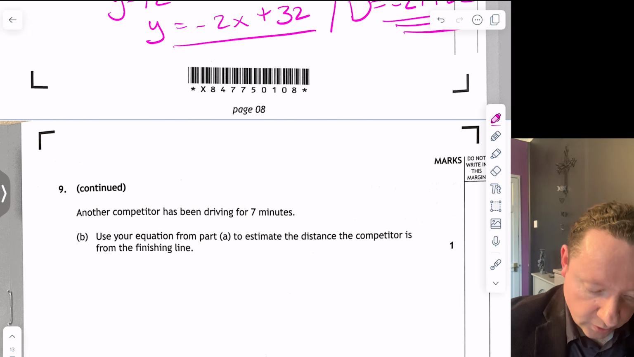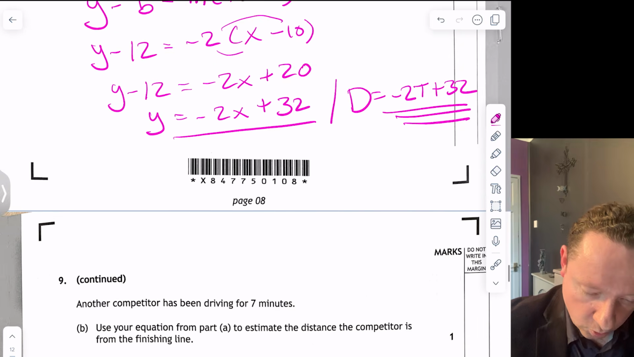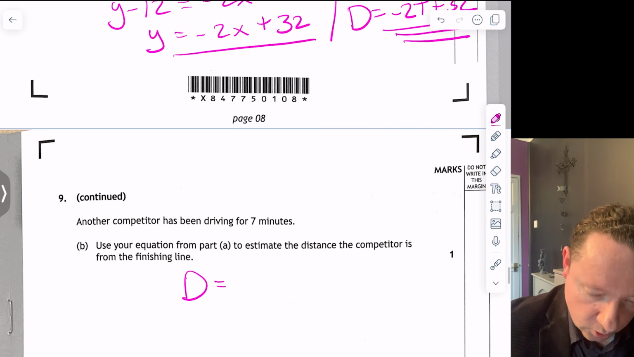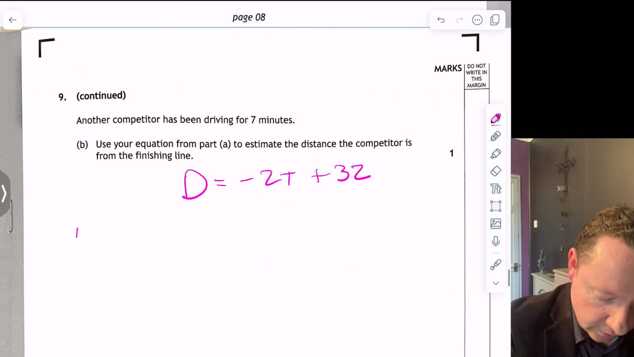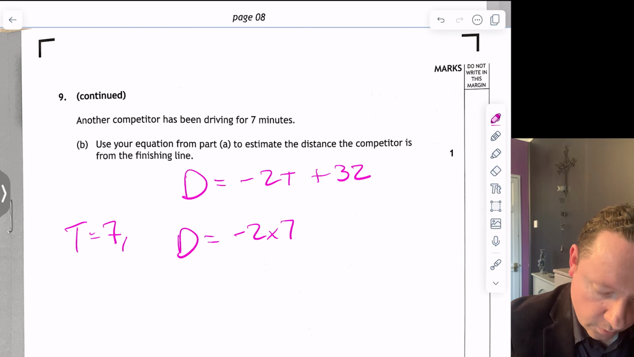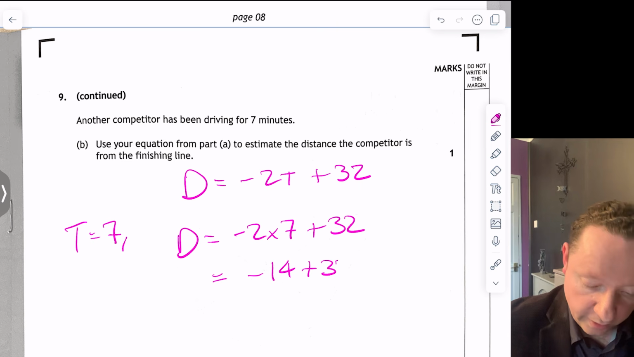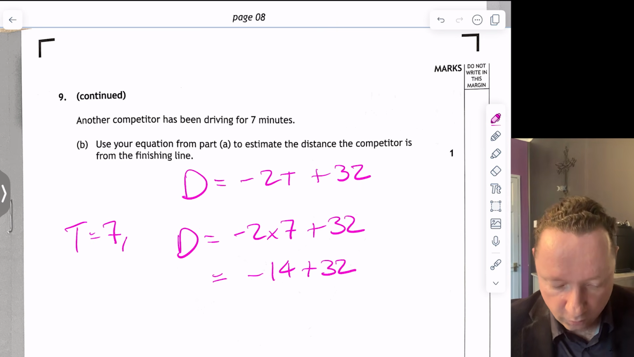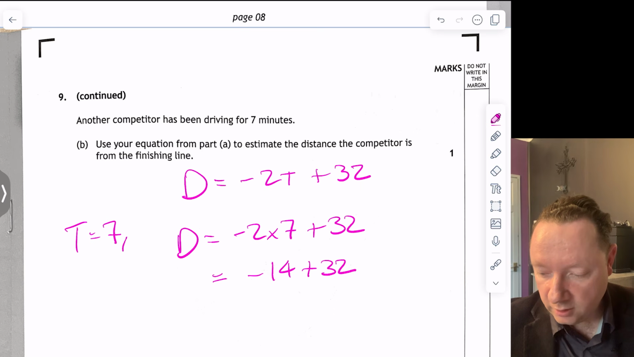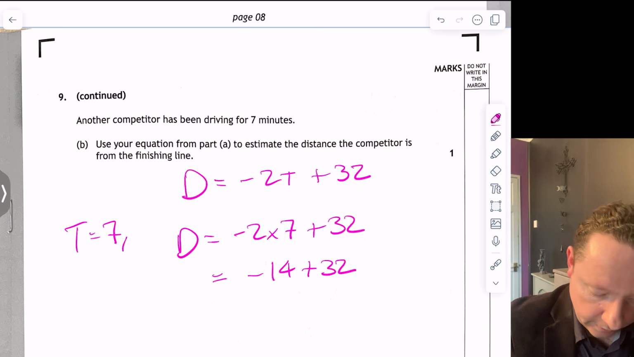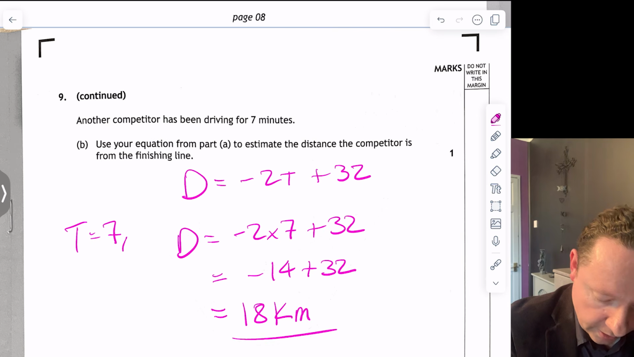Another competitor has been driving for 7 minutes. Use the equation to estimate the distance the competitor is from the finishing line. So I've got D, remember, is minus 2t plus 32, and they're telling me that t equals 7. So that means that D equals minus 2 times 7 plus 32. That's minus 14 plus 32. So I need to do 32 minus 14. So 24, 25, 26, 28, 29, 30, 31, 32, 18. 18 kilometres. Get your units in there.